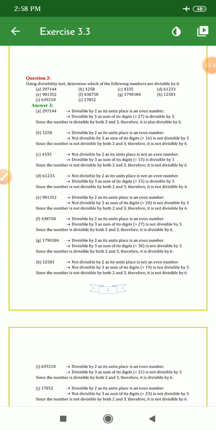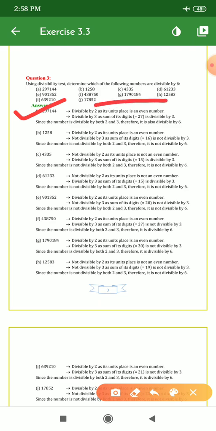Now you can see, using divisibility tests, the first question is 297144. You can see here it is divisible by 2 because its ones place is an even number, or you can say its ones place is 4. The divisibility rule for 2 is that if the unit place contains 0, 2, 4, 6, 8, then the number is divisible by 2. Now the divisibility rule for 3 is that the sum of the digits should be divisible by 3.